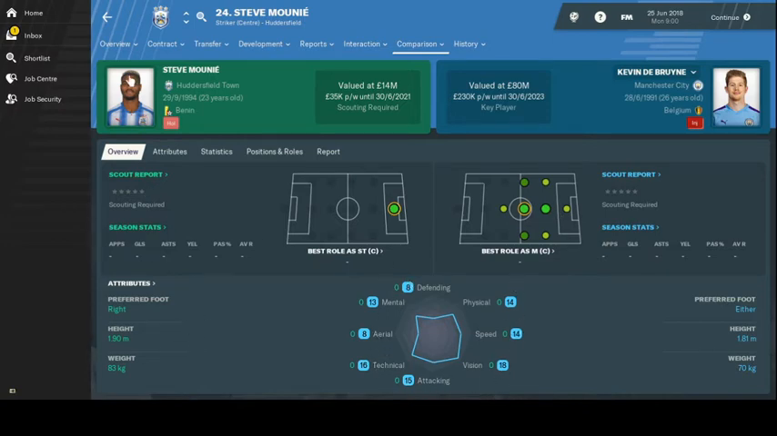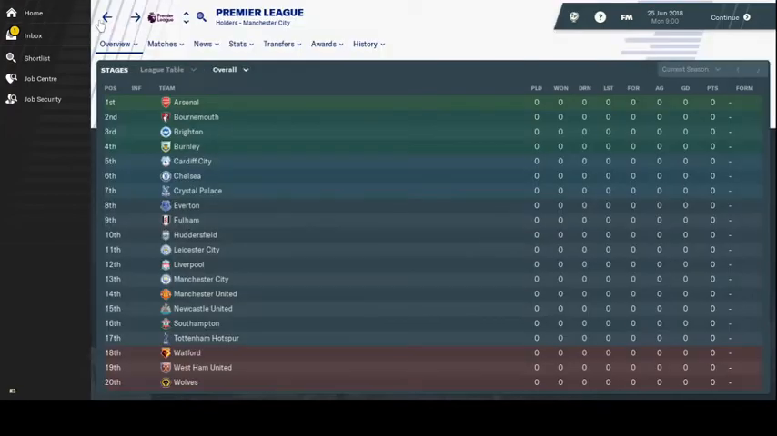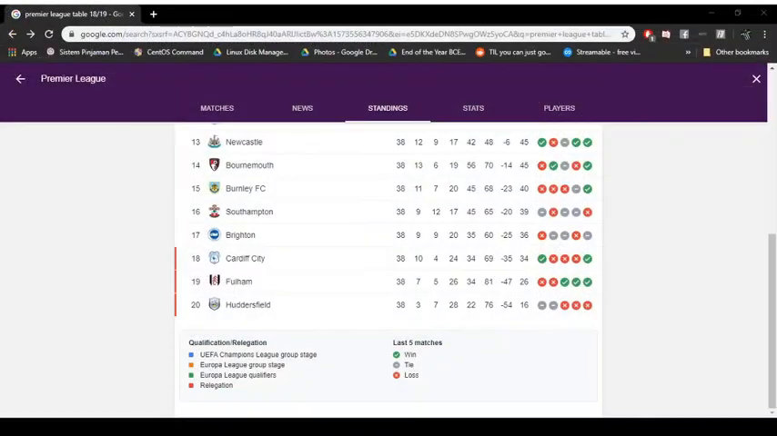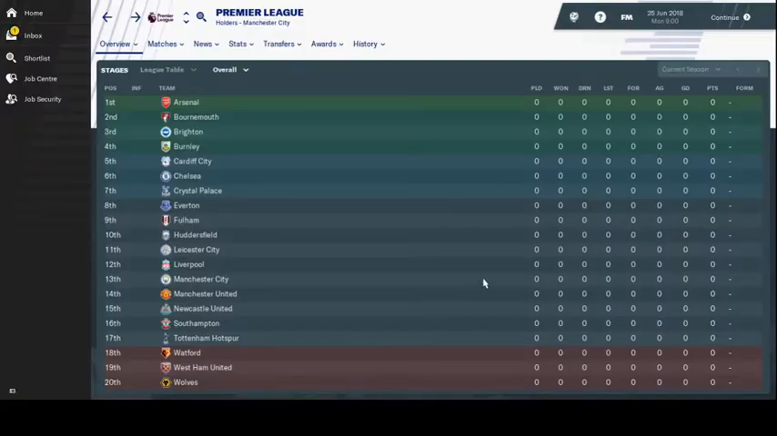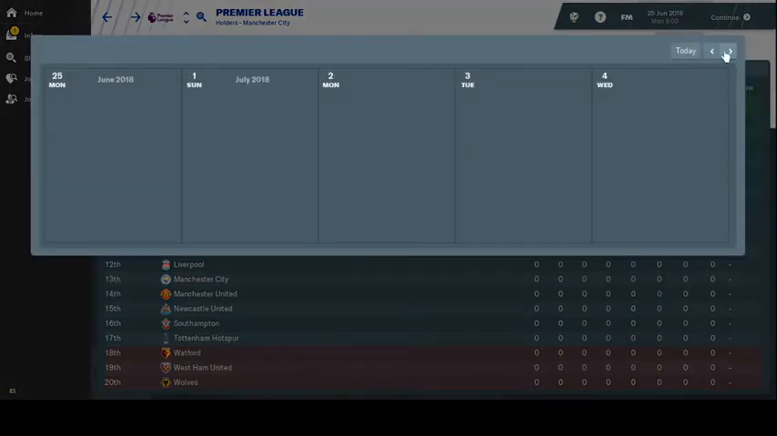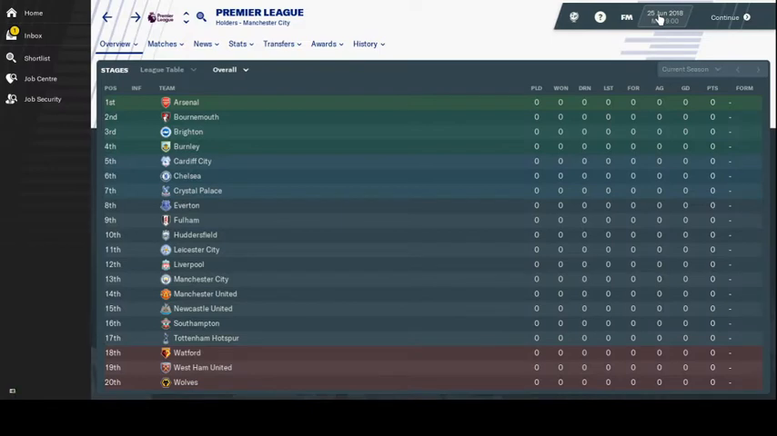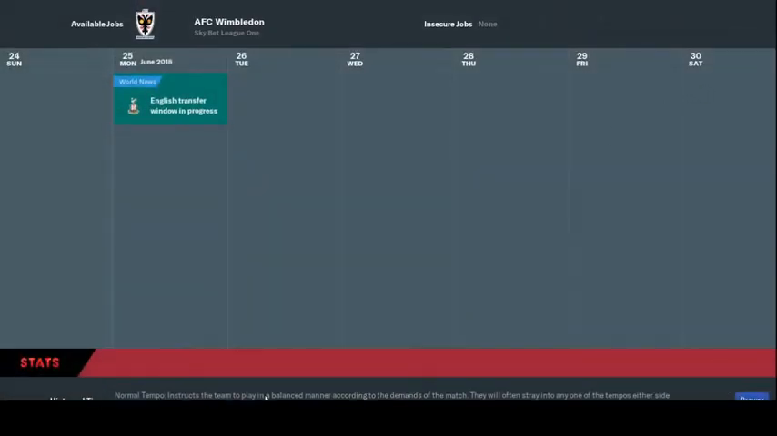Right now we are going to simulate this league so that it looks like this table. We're going to inform you that this league will be played up to 38 matches. It will be simulated throughout the season, meaning it will be played from June 25th 2018 up until June 1st 2019. So for this one we are going to let it simulate first.